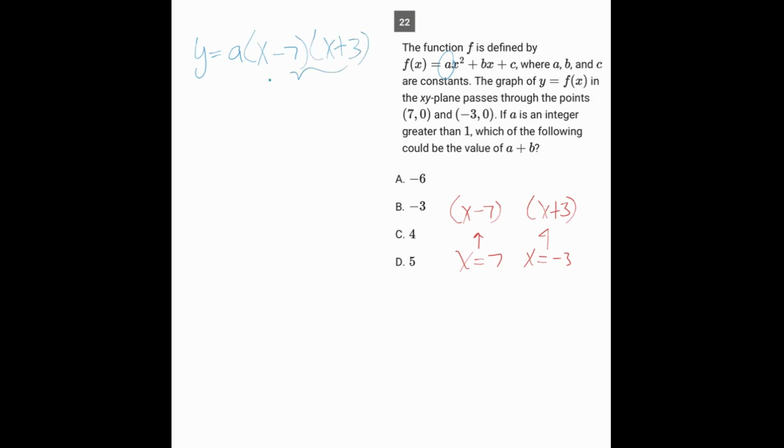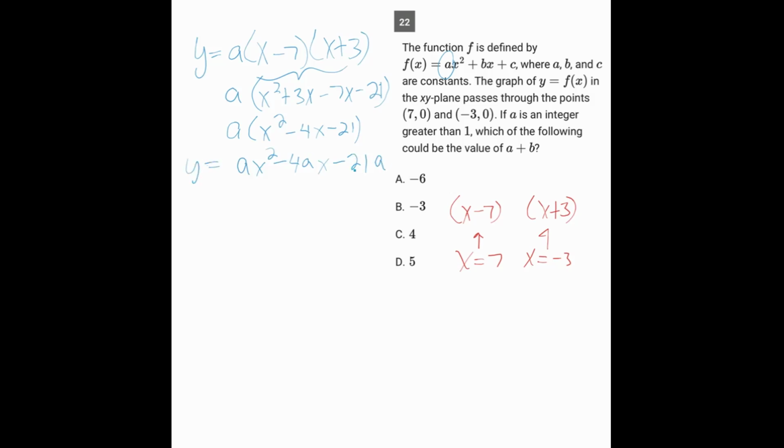We can FOIL this out. First times first, outer times outer, inner times inner, last times last. And we still have an a to take care of here. Combine like terms, x squared minus 4x minus 21. Now multiply in the a. Ax squared minus 4ax minus 21a.